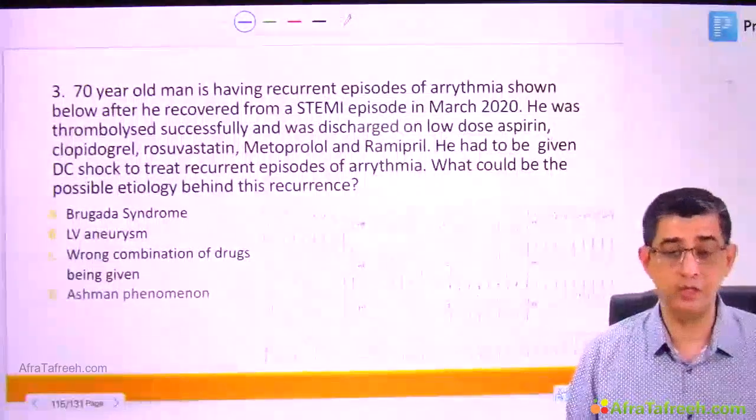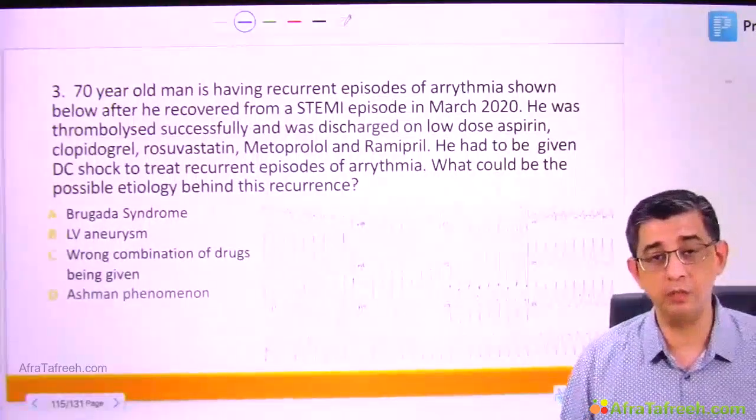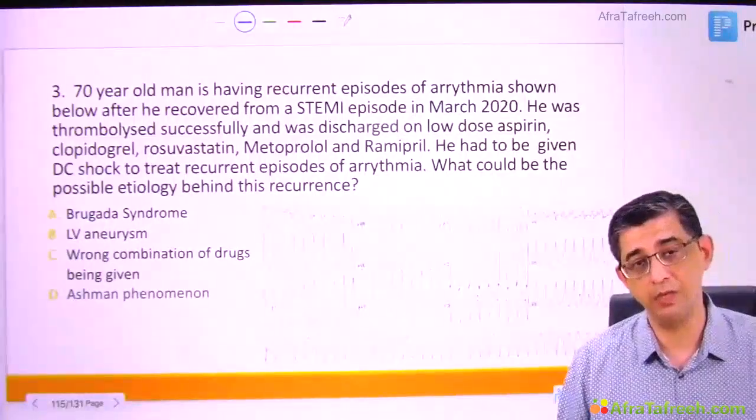The next question is relatively longish. He talks about a 70-year-old man with recurrent episodes of arrhythmia shown below after he recovered from a STEMI episode in March 2020.